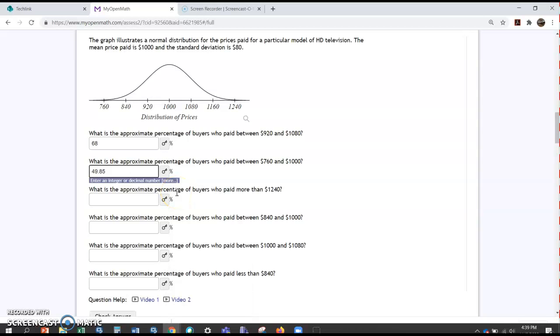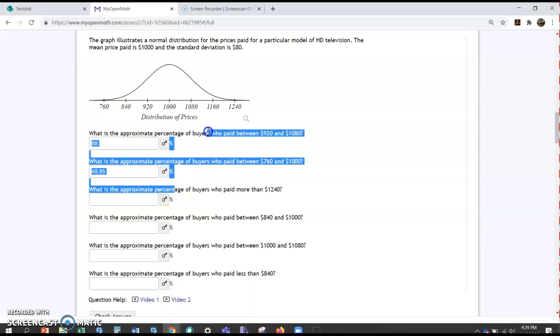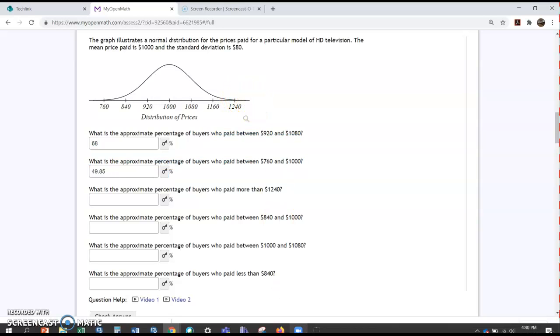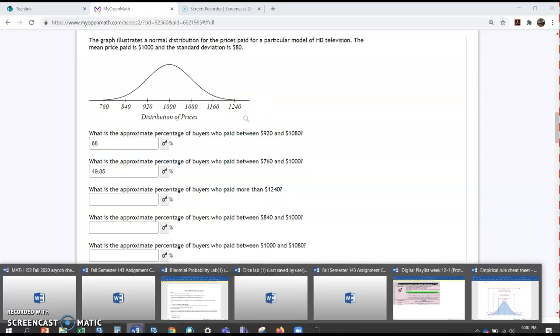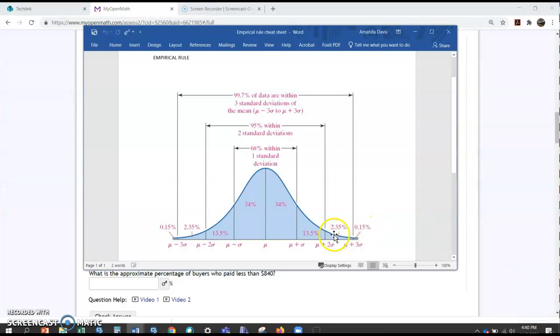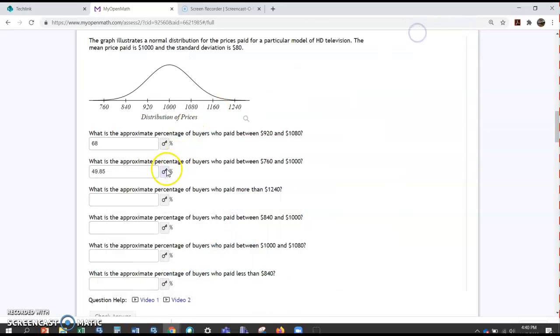Okay, the next question is, what's the approximate percentage of buyers who paid more than $1,240? So this is greater than 3 standard deviations. This is a really small portion of the data, and if we look at that off in the distance, that's 0.15% beyond the 3rd standard deviation. So this would be 0.15%.